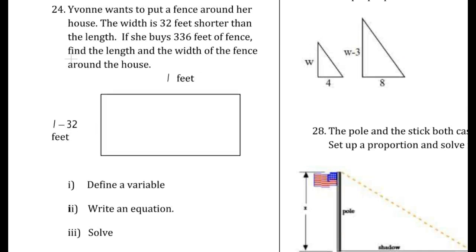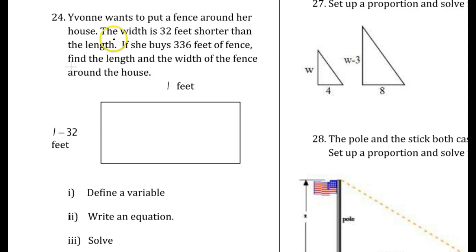Do a few more. Okay, putting the fence around a house. The width is 32 shorter than the length, so we got a bunch of fence. We got lots of fence all the way around.